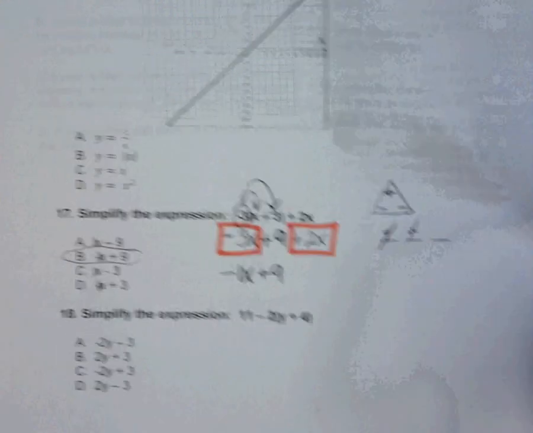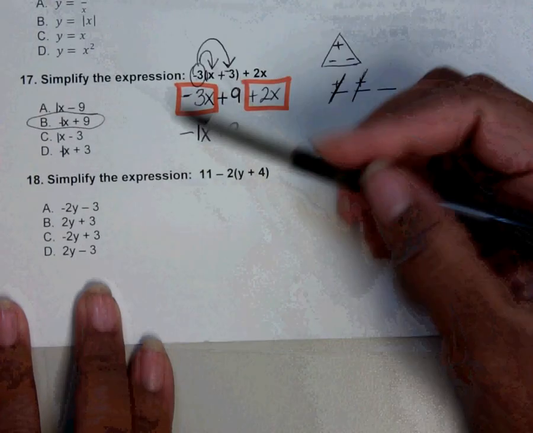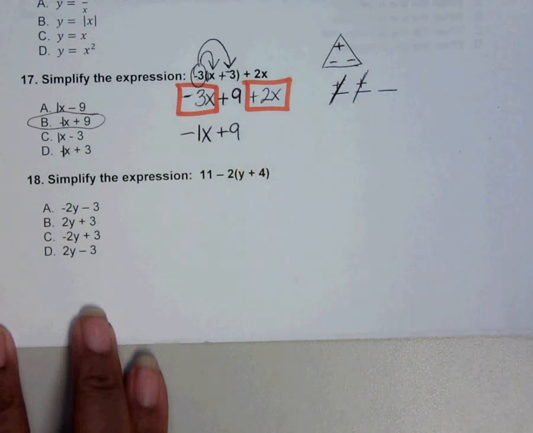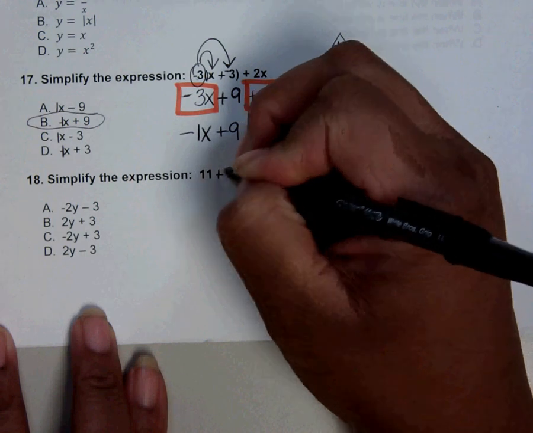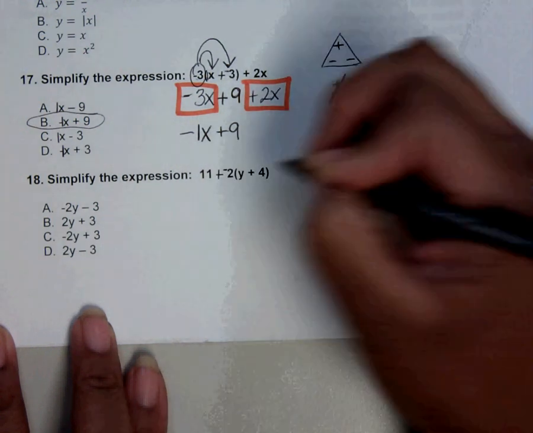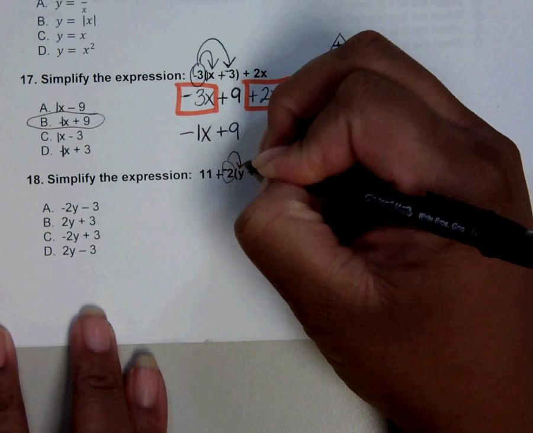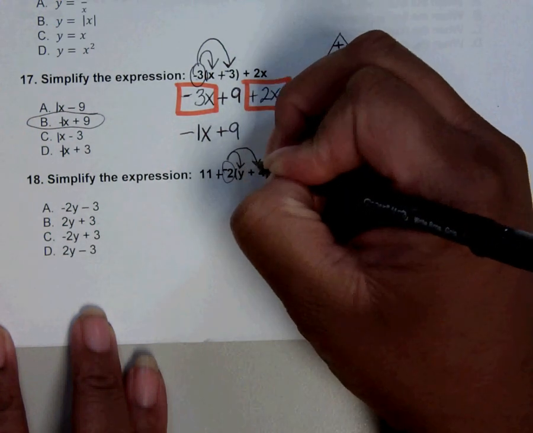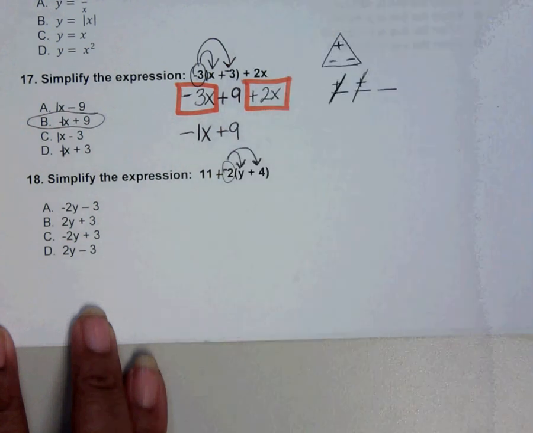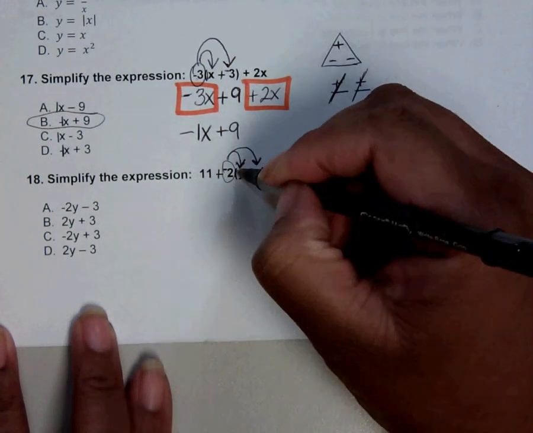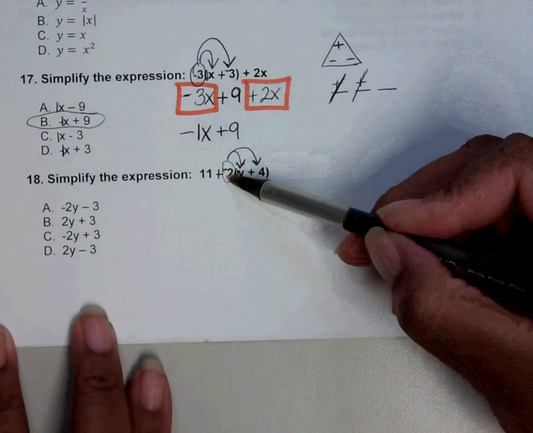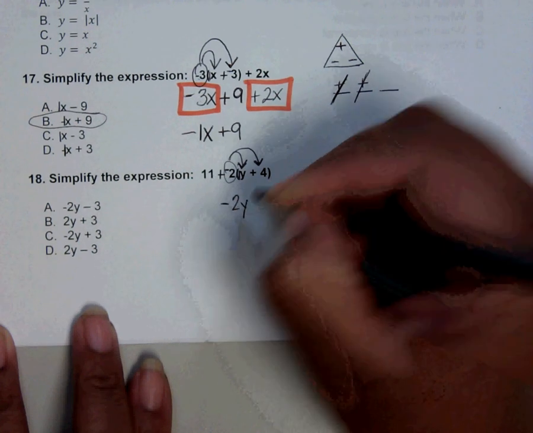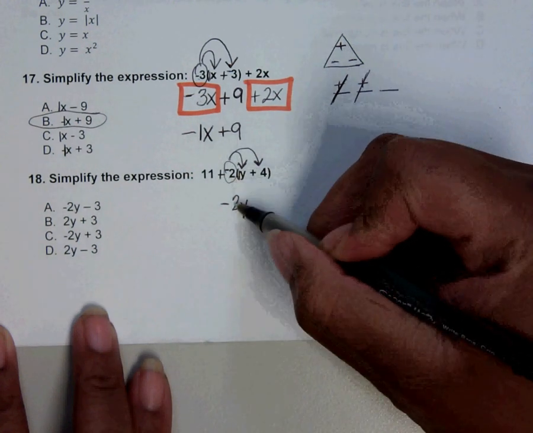It's B. Number 18. Simplify the expression 11 minus 2, open parentheses, y plus 4. So I need to distribute, put plus a negative, and I need to distribute the -2 to everything inside of the parentheses. And distribute means to multiply. So there is a 1 in front of this y, so I'm really saying -2 times 1. That is -2y. -2 times 1 is -2.